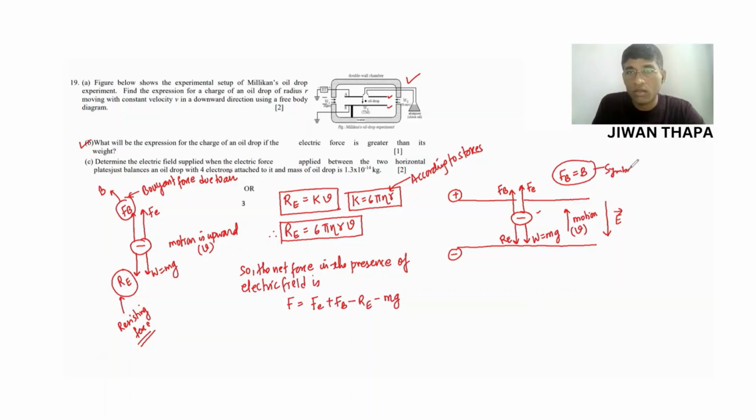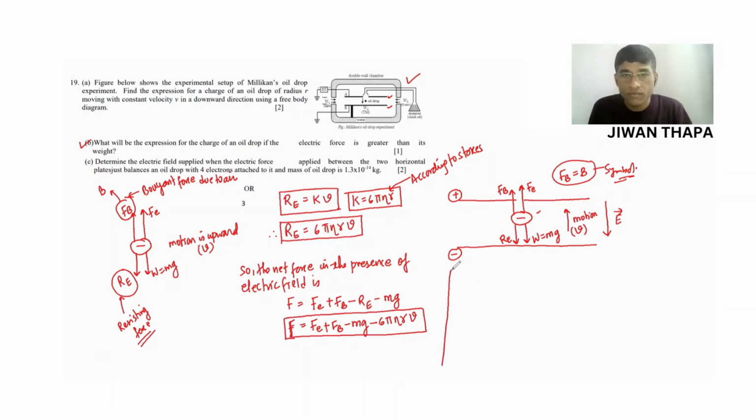Or we can write it this way. Total force F equals Fe plus Fb minus mg minus Re, which is 6 pi eta Rv. So we have this.